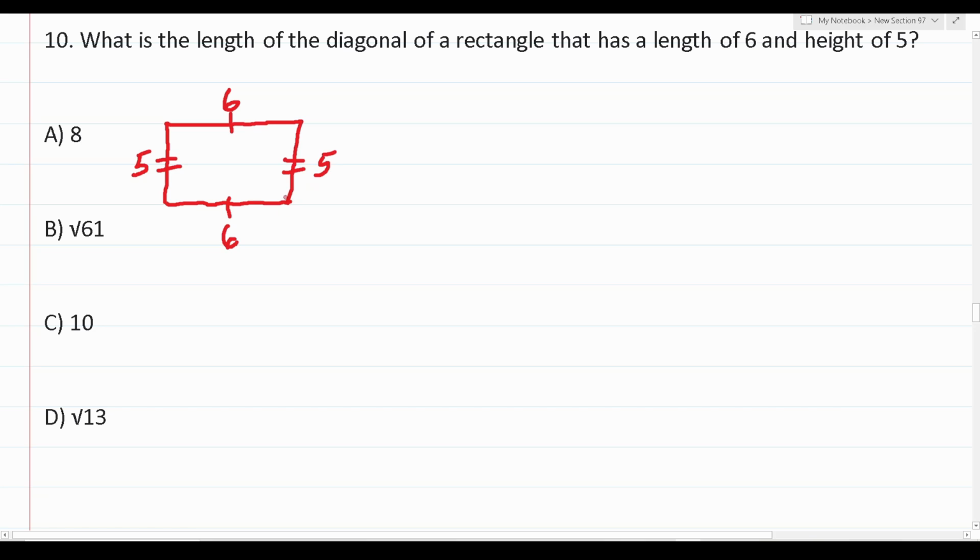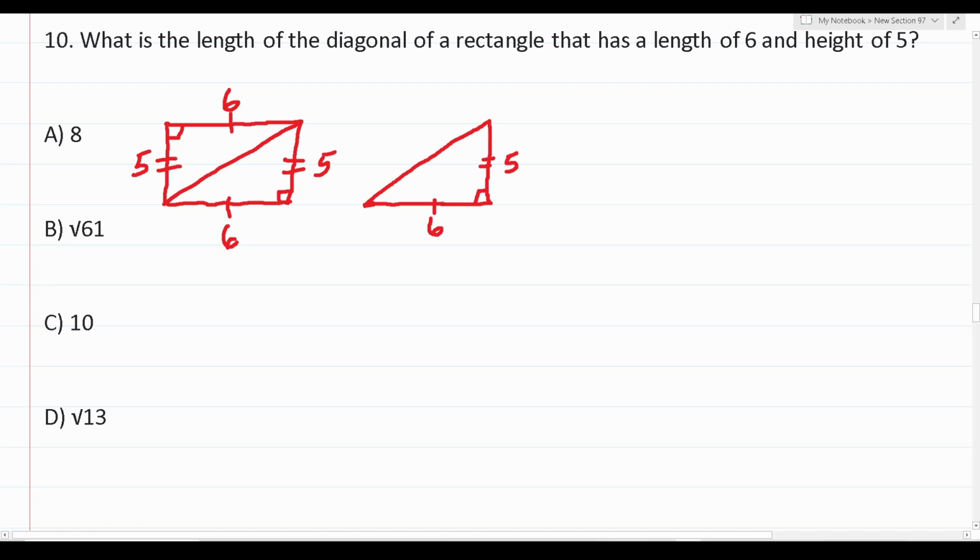We want to know the length of the diagonal of this rectangle, so we want to know the distance from there to there. Well, it may not be obvious, but when you draw a diagonal on a rectangle, you actually create two right triangles. And I'll go ahead and pull one of them out for you so it's a little more obvious. All right, there's one of our right triangles.